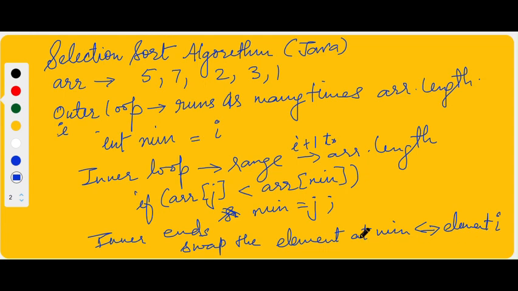So let's do a dry run of this and see how it is going to work. The elements were 5, 7, 2, 3, 1. The outer loop runs with I taking values 0 to 4, 4 included, that means less than 5, less than the length of the array.